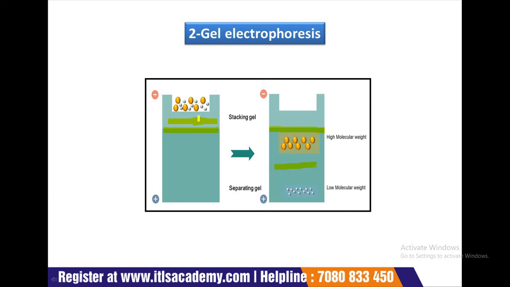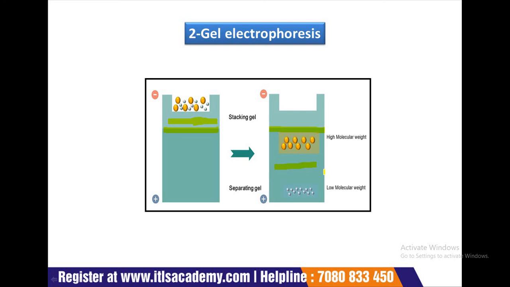Again, Western blot uses 2 types of gel. The first one is the stacking gel and the second one is the separating gel. The stacking gel is used to concentrate all proteins in one band, and the separating gel allows for separating proteins according to their molecular weight.